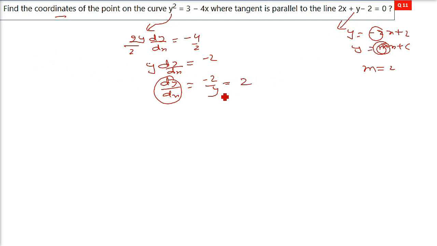Minus 2 equals minus 2 by y. I have told you m is negative 2. So just put it as negative, make this one as positive. So you will get y is equal to plus 1. Now you have the value of y.